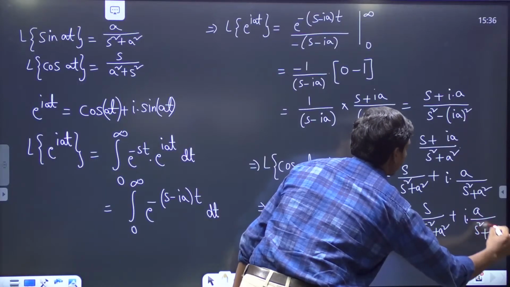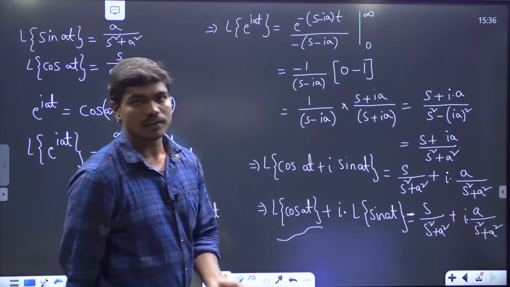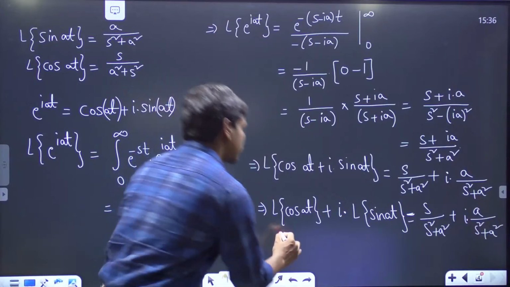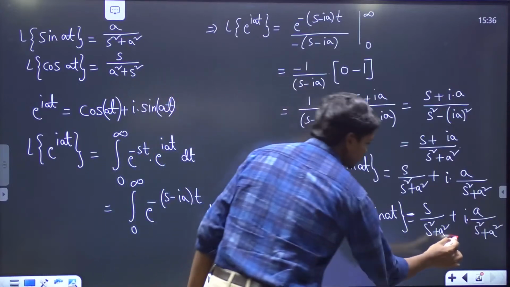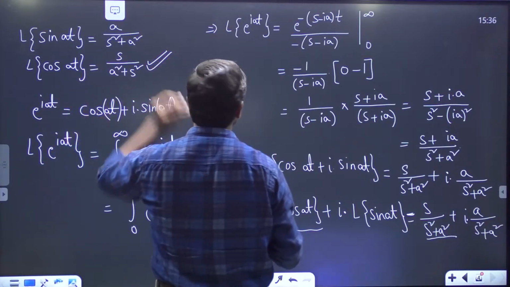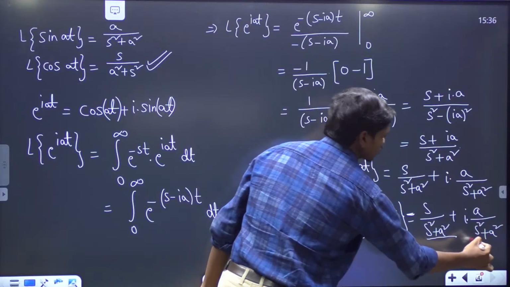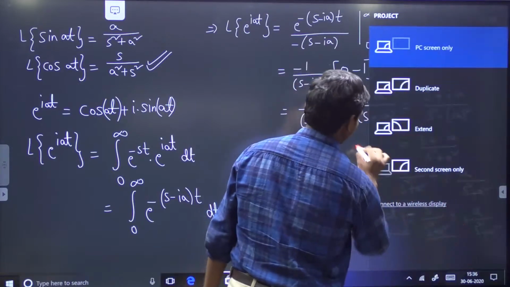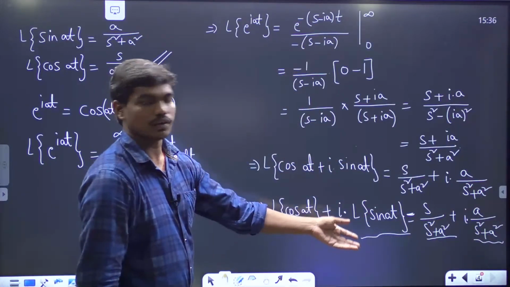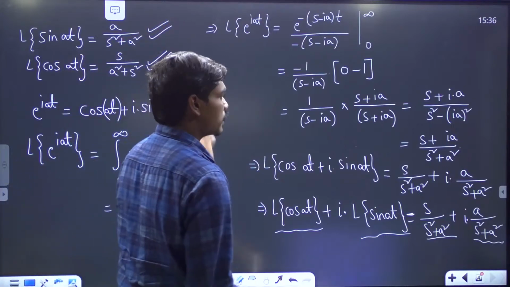So now if you compare these two equations, if two complex numbers are equal, we know the real part should be the same and also the imaginary part should be the same. So if you see, the Laplace of cos at is s by s square plus a square, which we wrote here, and the Laplace of sin at is a by s square plus a square, which is the imaginary part of this. So this is how these two are deduced from this particular analysis.